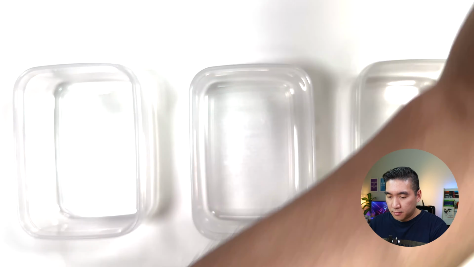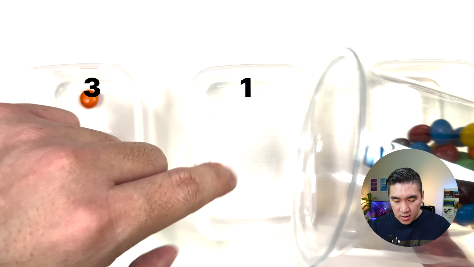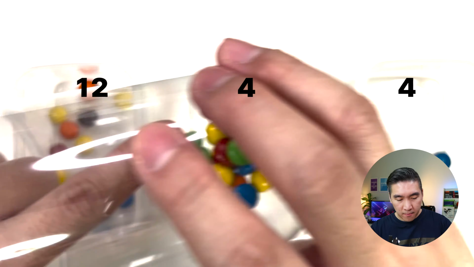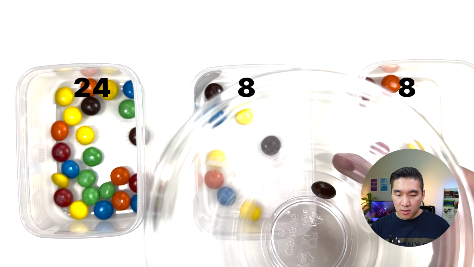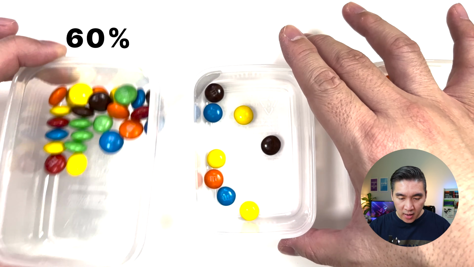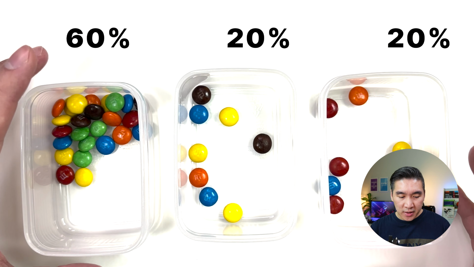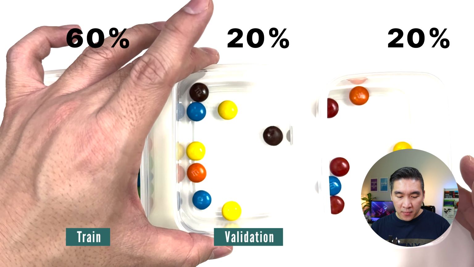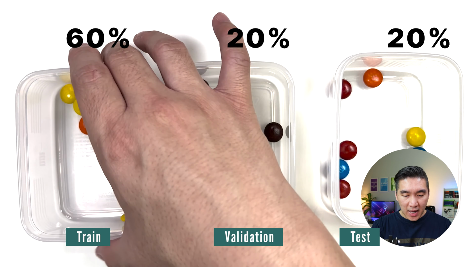So let's do it. 3 to container 1, 1 to container 2, 1 to container 3. And I have a remainder. We'll put it into the first container. And therefore you have the 60, 20, 20 split. So we're going to use container 1 as the training set, container 2 as the validation set, and container 3 as the test set. And so let's put it back.